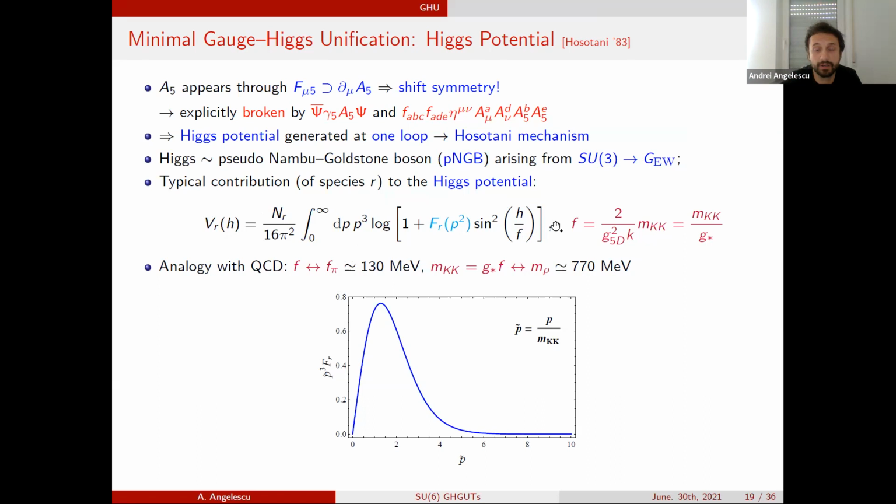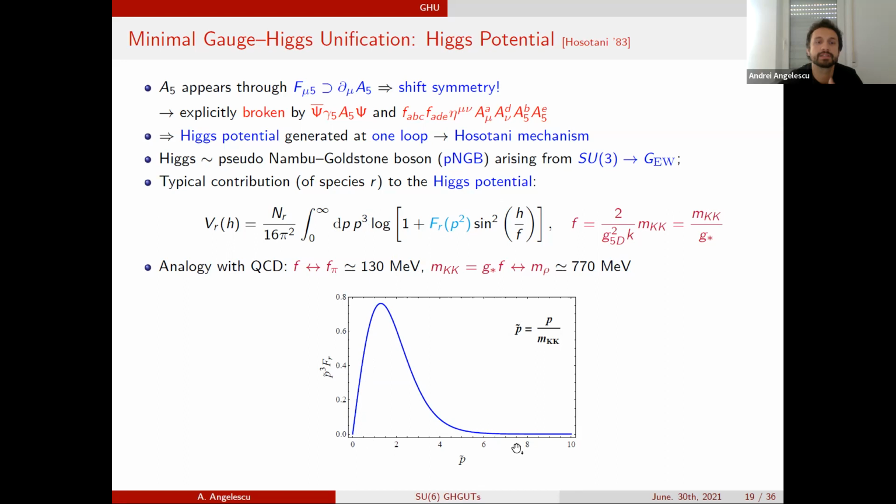And here I'm also plotting this form factor as a function of momentum multiplied by P^3. Basically here, the integral over P of this curve would give you the mass term for the Higgs in this potential. Also, this is instructive to look at.